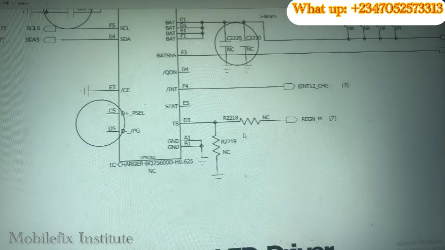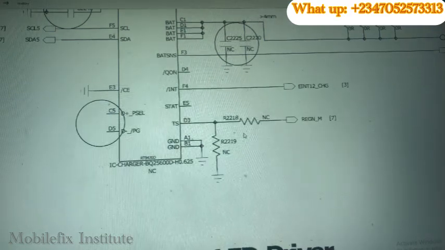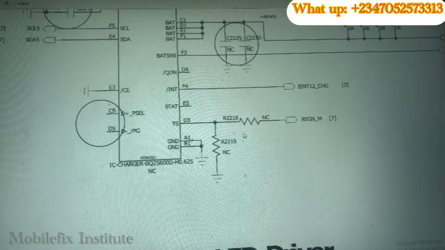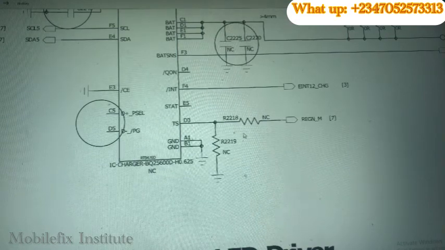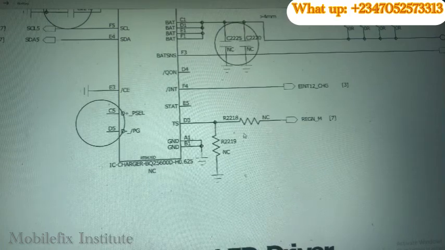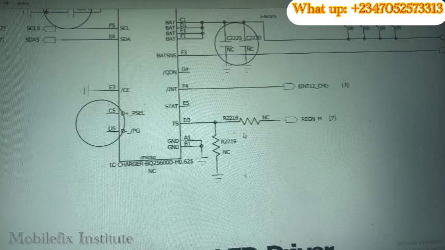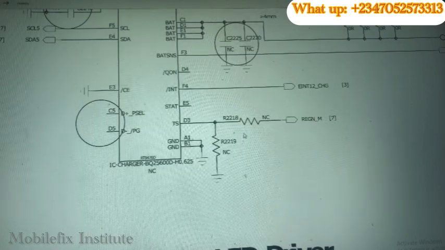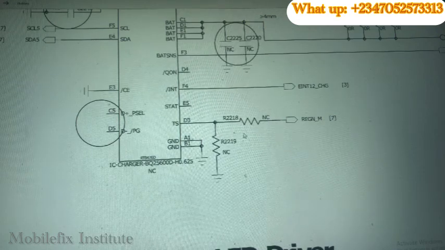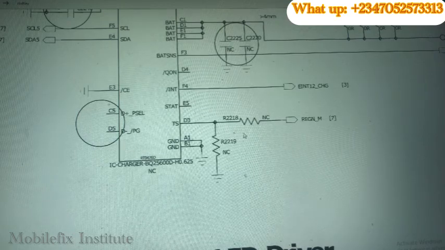So now I'm using this one to explain in case you are working on a model that uses this one. You see these two resistors, a divider circuit, and the value of each is 10k. There's a law of divider circuits that when R1 and R2 have the same value, the input voltage will be divided by 2. And the input voltage is 5 volts. REGN sends out 5 volts, and when it comes to this line, it divides it by 2. That is 5 volts divided by 2, which is 2.5.